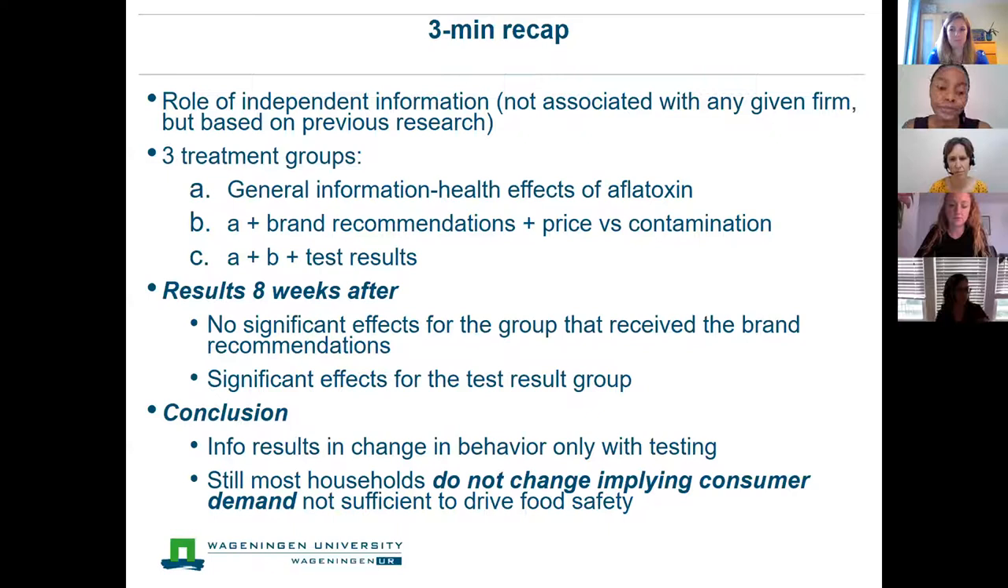But still, we note that even for the group that received the test result, and especially those who are told that their flour was contaminated, a majority did not change, around 70%. And this implies that consumer demand alone will not be sufficient in this setting to drive food safety.